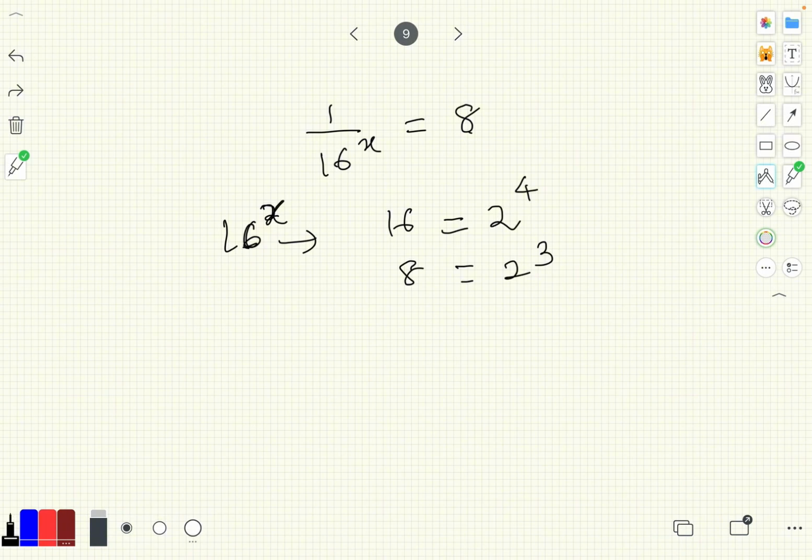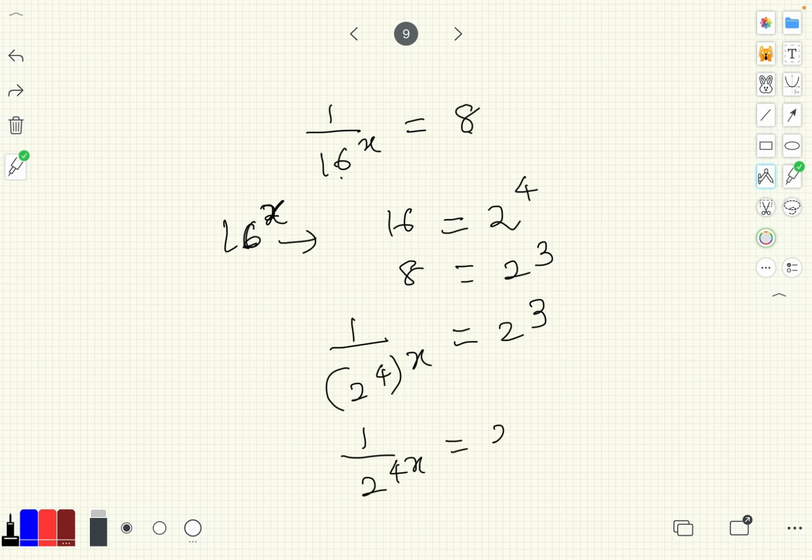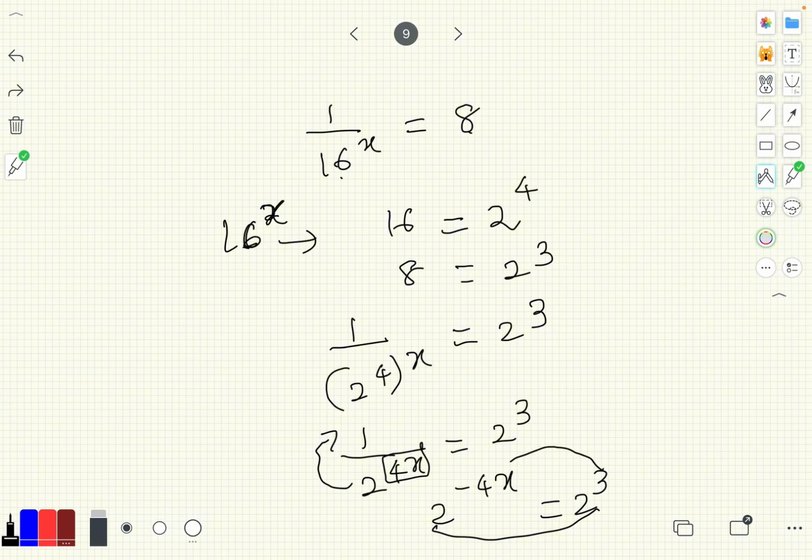Now I'm going to substitute. 16 I can write as 2 to the 4, to the x, is equal to 2 to the 3. If you simplify further, 2 to the 4x is equal to 2 to the 3. Bring the denominator to the numerator, the reciprocal, so the sign will change. So 2 to the negative 4x is equal to 2 to the 3. When the bases are equal, the powers must be equated. So minus 4x is equal to 3, x is equal to minus 3 by 4.